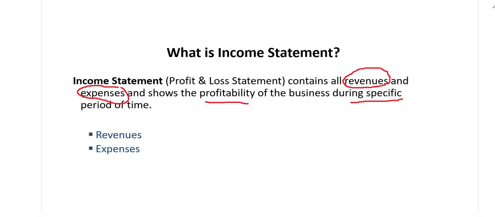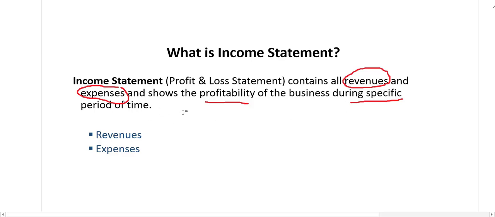Number 1 is income statement. What is income statement? A question is here. Income statements, as also we could call it profit and loss statements, basically contain all revenues and expenses to show the profitability of a business during a specific period of time.